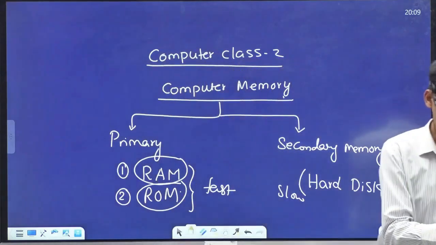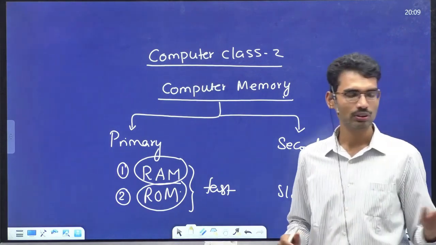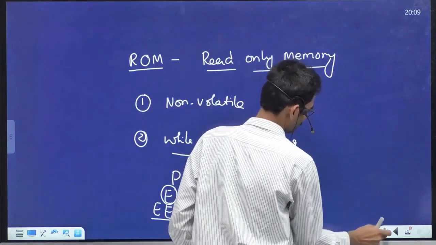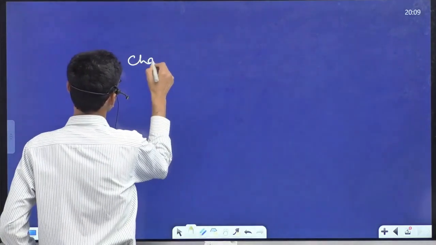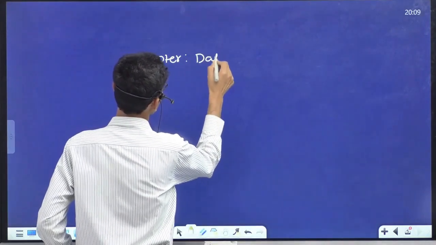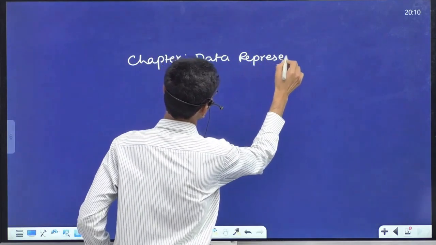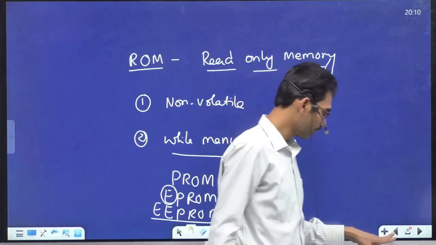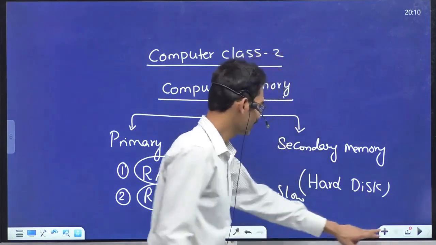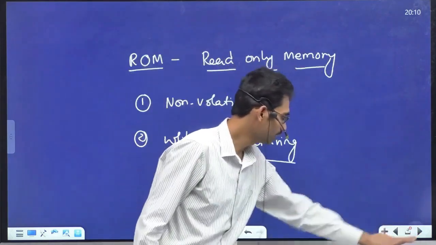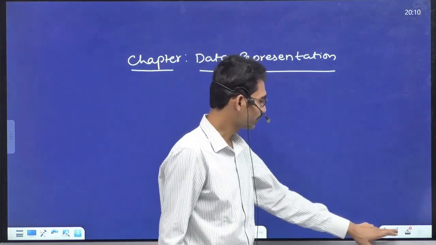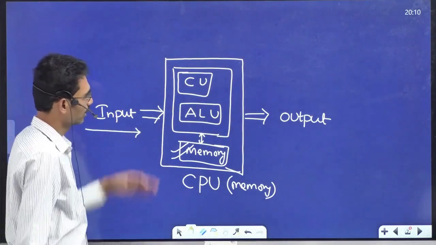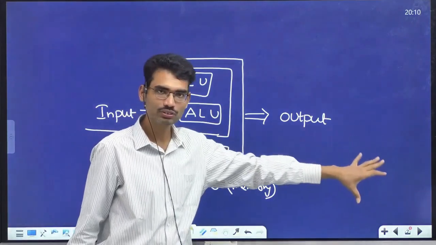This is about memory. Next chapter is about data representation. Now we are saying we will give something to the input and it is processing something, and after processing we will get the output also. This input goes, it performs certain operations and it gives to the output.